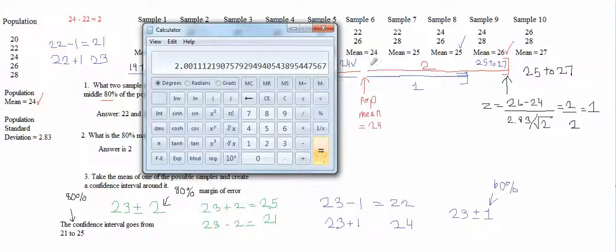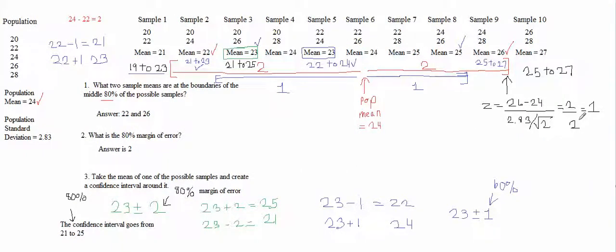Looks like it does come out to 1. What we can do now is take this value, and it becomes something called our confidence coefficient. The z-score at the upper boundary of the middle 80% of the samples is called the 80% confidence coefficient. I'll just put 80% CC. This z-score of 1 is our 80% confidence coefficient.